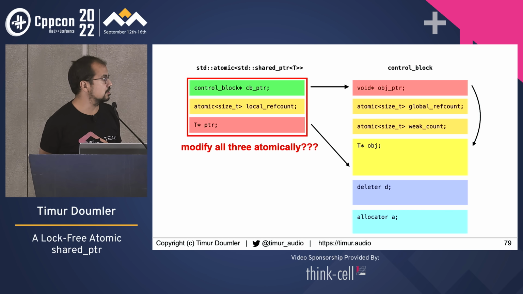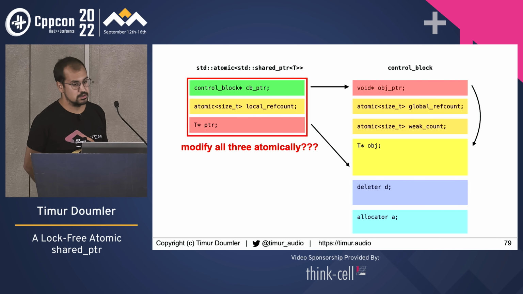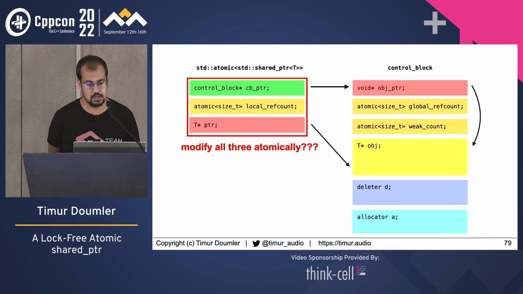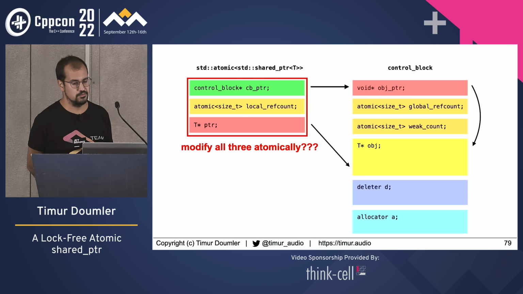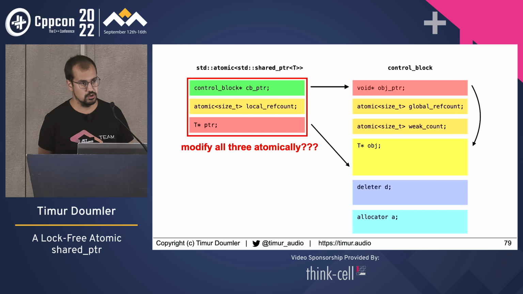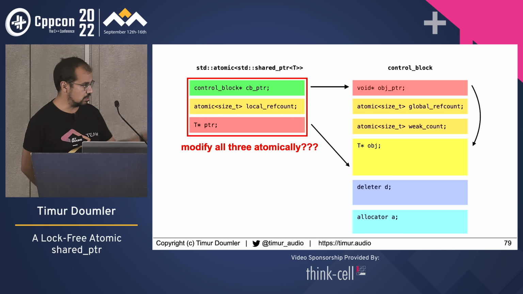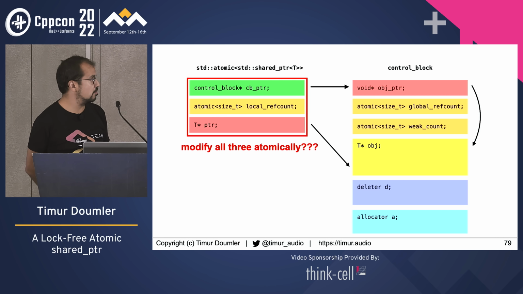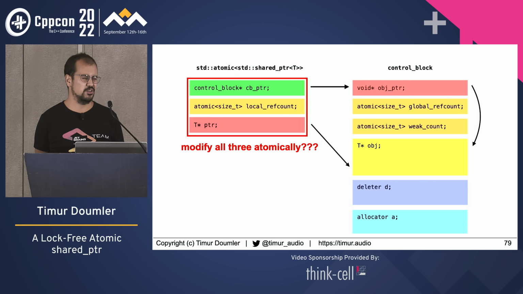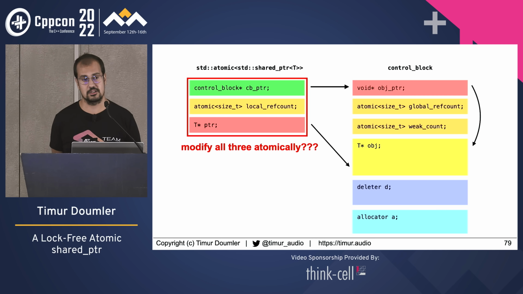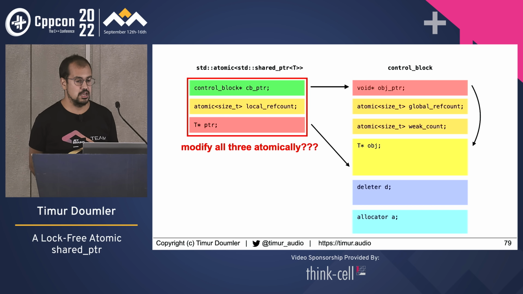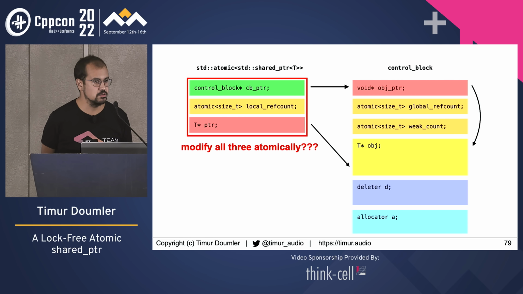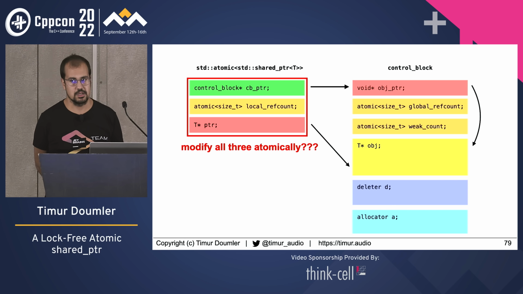So we need to deal with this, and now we have a problem, because now we have another pointer in the instance of the shared pointer. Instead of modifying the local ref count and the control block pointer simultaneously, which we showed how to do, we now also have this pointer to the object it's pointing to, and we have to modify all three simultaneously, atomically. And you obviously can't do that. There is no triple width compare and swap. So it seems like we're stuck again.